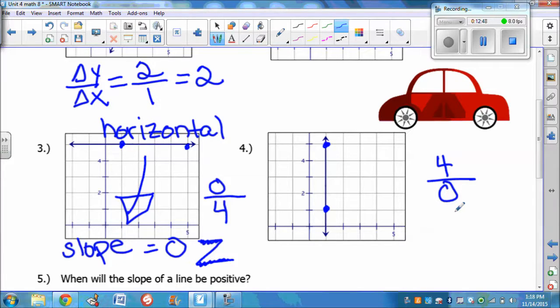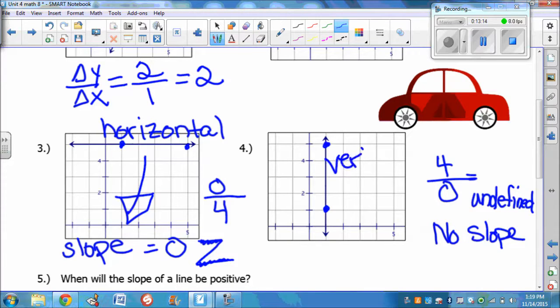Can you divide 4 by 0? You can't. It's not possible. So a vertical line is going to have a slope that is called undefined. An undefined slope, or no slope. It's not 0, it's no slope. So a vertical line will always have no slope. And a little trick to remember: vertical line, no slope.